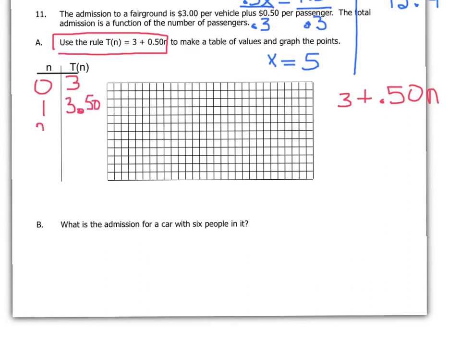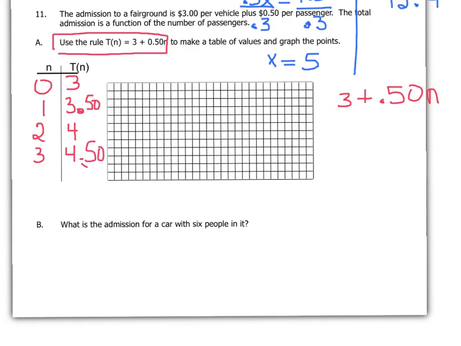So let's go ahead and say 2. If we had 2 people, 2 times 50 cents would give you $1, and $1 plus 3 would give you 4. I think I'm seeing a pattern here. In my T, there's a pattern, just like we were finding before, because there is a function rule. So if you have a function, you're going to have a pattern. So I can go ahead and say that 3 would be 4.5.